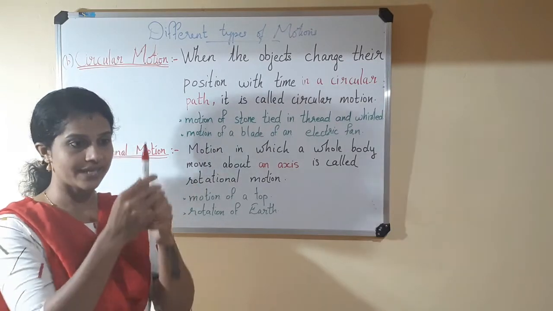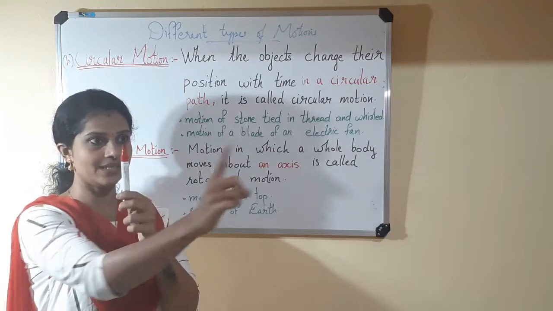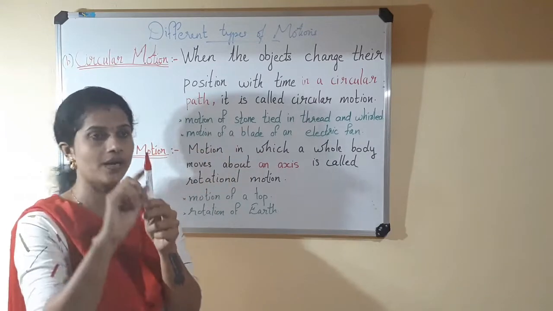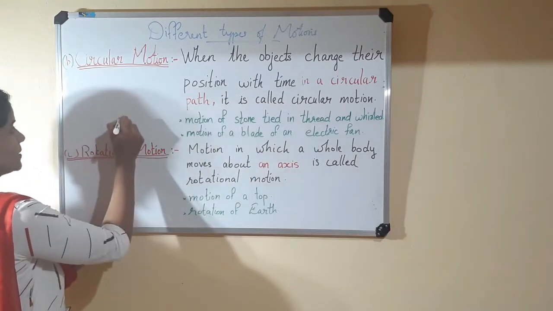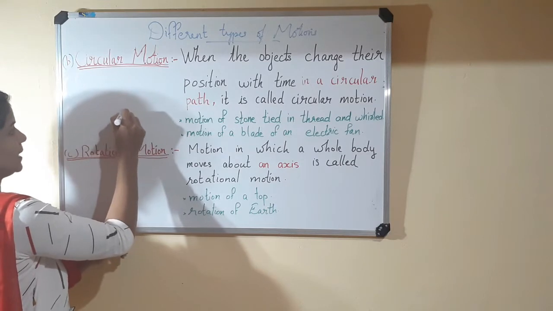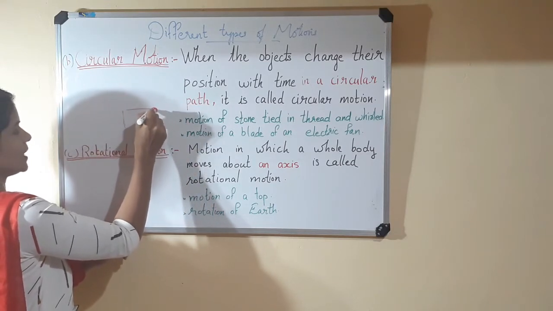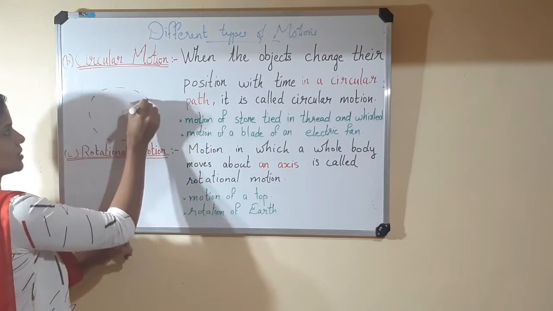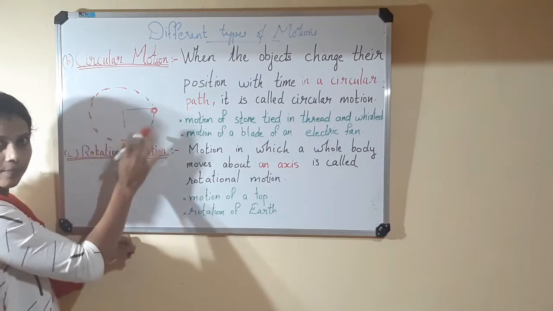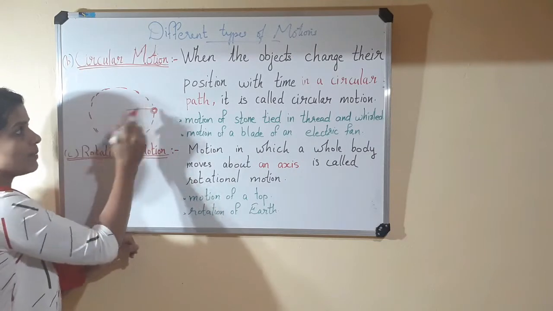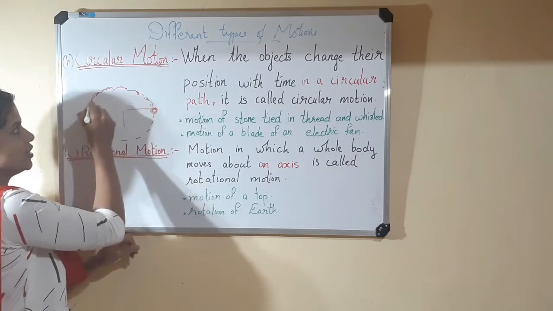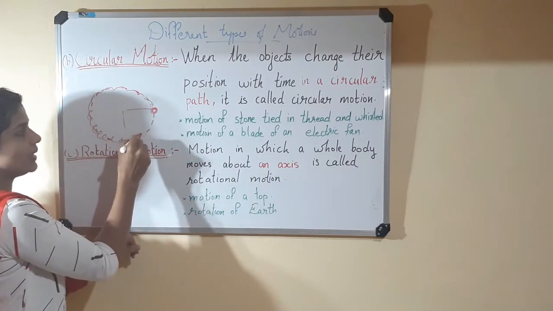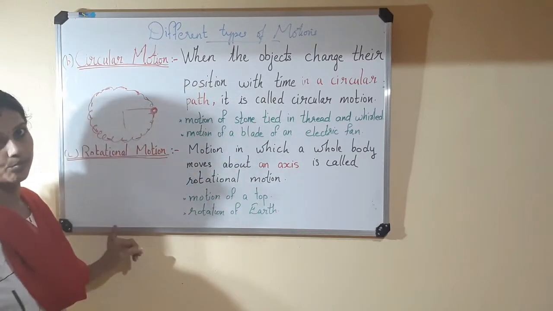Okay, so you have seen that there is a central point, and here it is having a circular path. For example, यहाँ पे एक thread बांधा है और यहाँ पे एक stone. Okay, if I am moving it, you can see that a circular motion will be formed, isn't it? एक circular path यहाँ पे form होता है, एक imaginary path में ये stone circular motion में move होता है. So this is the circular motion.